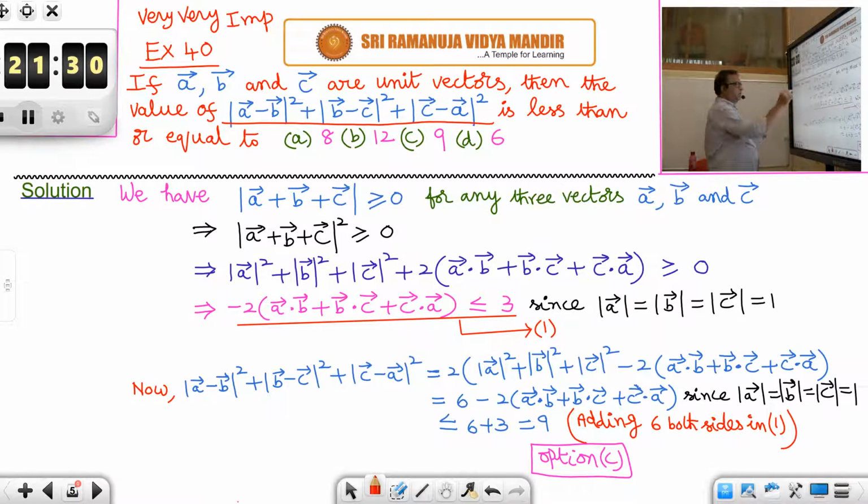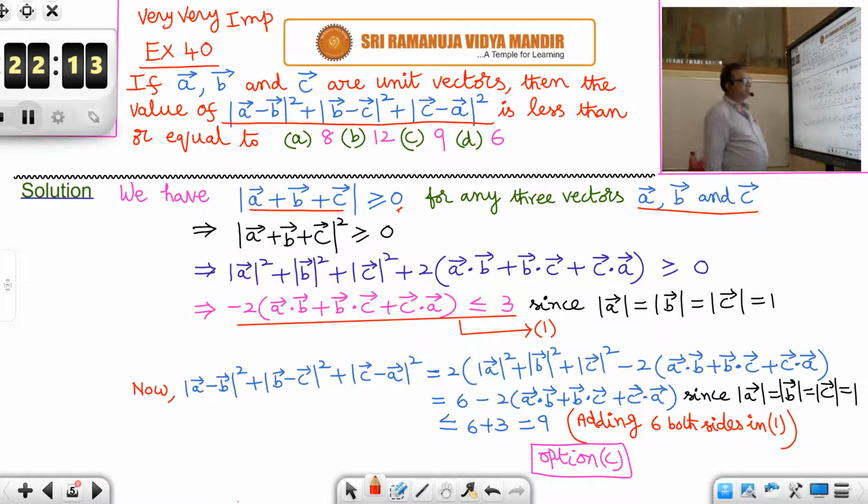Okay, so here we'll start with mod of A bar plus B bar plus C bar greater than or equal to 0 for any 3 vectors A bar, B bar, C bar. See, A bar, B bar, C bar are any vectors. So A bar plus B bar plus C bar inside the bracket, that is also a vector. Its magnitude will be either 0 or greater than 0 only. It cannot be negative, is it not? Because the magnitude of a vector, if it is a 0 vector, is 0. Otherwise, it is a positive quantity. So greater than or equal to 0.